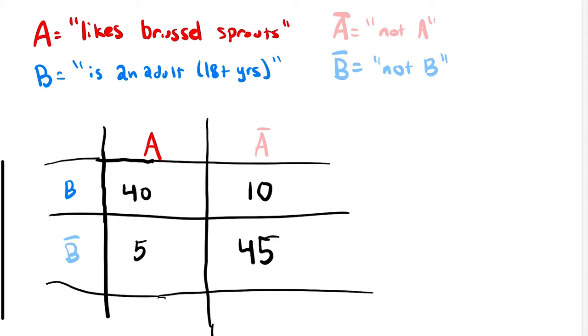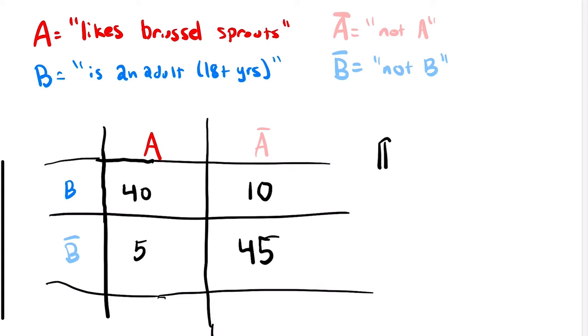So we see here at the upper left, 40 people are both adults and like Brussels sprouts, whereas 10 are adults who don't like Brussels sprouts. 5 are children who like Brussels sprouts, and 45 are children who do not like Brussels sprouts. So let's see if we can ask a more nuanced question than this data shows us.